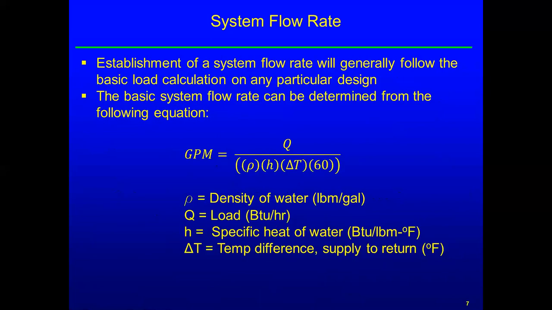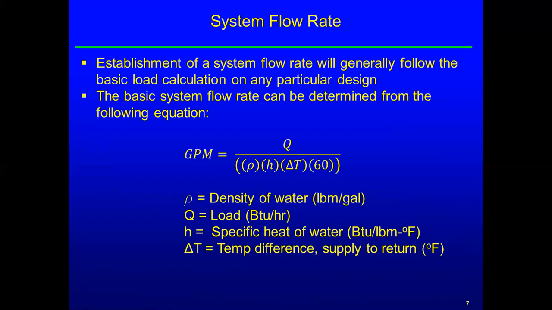Okay, so establishment of a system flow rate will generally follow the basic load calculation on any particular design. So we use this equation: GPM is equal to Q, the load that we're trying to satisfy, which would be a design load typically if we want to design flow, in BTUs per hour. And we're going to divide that by the density, defined as pounds mass per gallon. Standard water is 8.34 pounds per gallon.